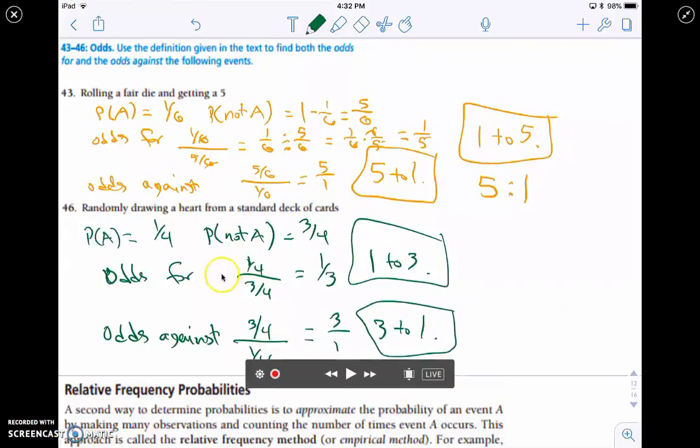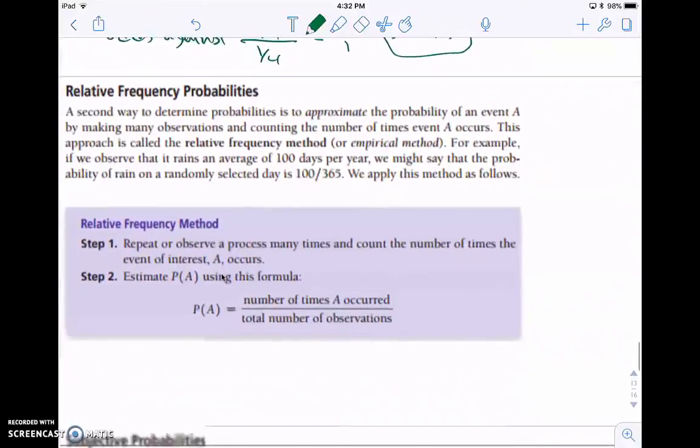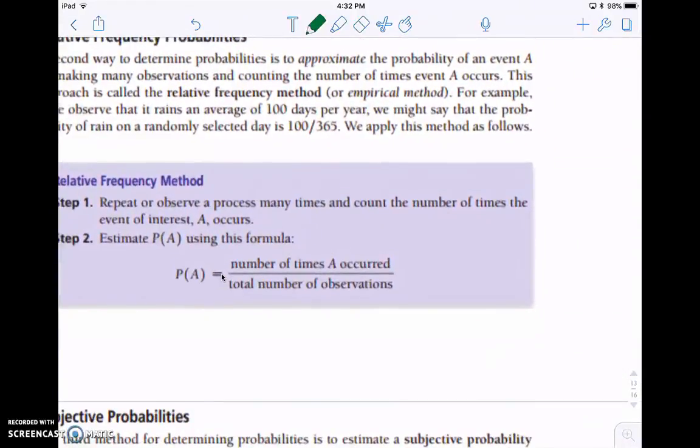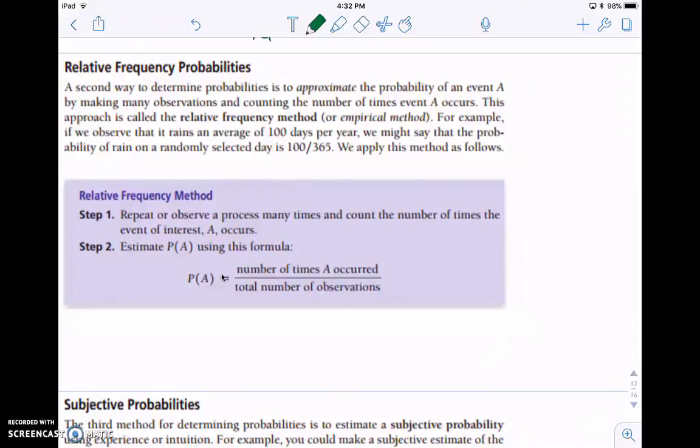Okay. So here's the basic idea of what we call relative frequency probabilities and subjective probabilities. Basically, a relative frequency is when you repeat or observe a process many times and count the number of events of interest where A occurs. This is an estimation for the probability of A, and it's based off of observations. So if you do an experiment, you look at the number of times that your event occurred divided by the total number of times you actually did this observation.